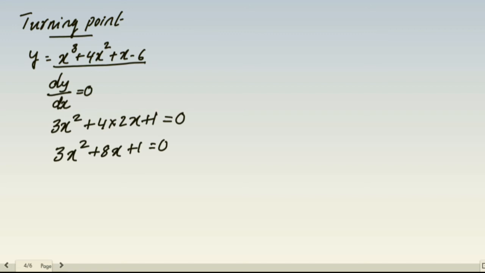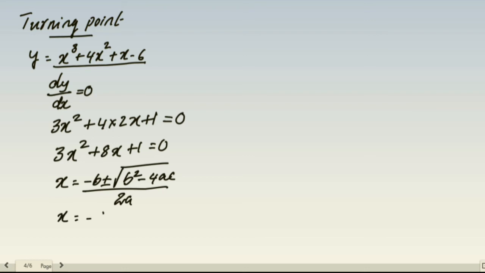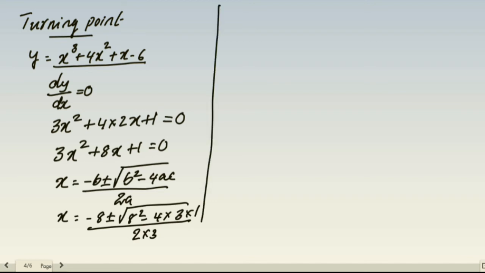Now what you have to do is you have to use a quadratic formula. That is x is equal to, you know the formula, minus b plus or minus square root of b square minus 4ac all divided by 2a. Then substitute, that is x is equal to minus 8 plus or minus square root of 8 square minus 4 times a is 3 times 1 divided by 2 times a is 3. So when you do this one, you will get it x values minus 8 plus or minus square root of 52, divided by 6.